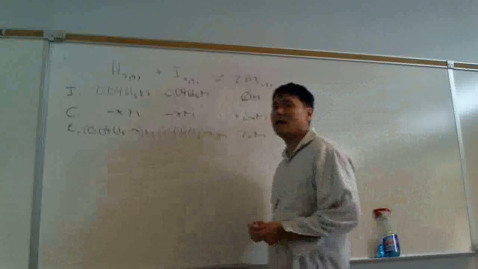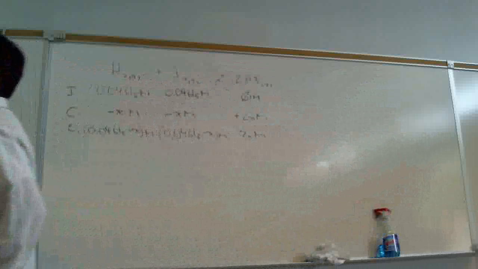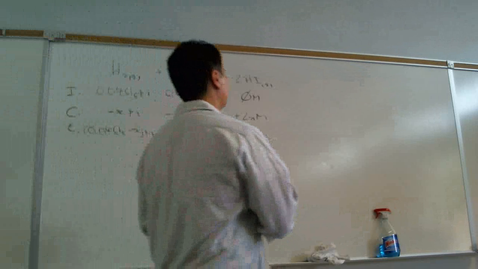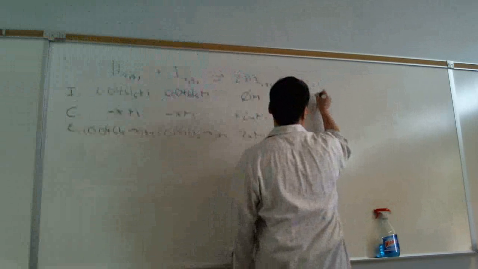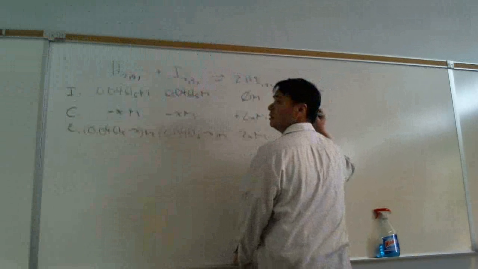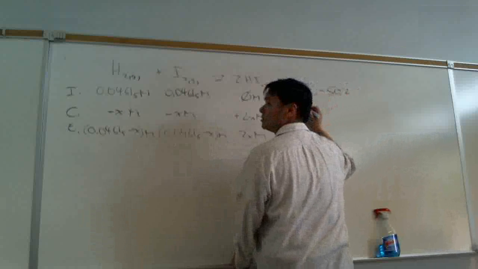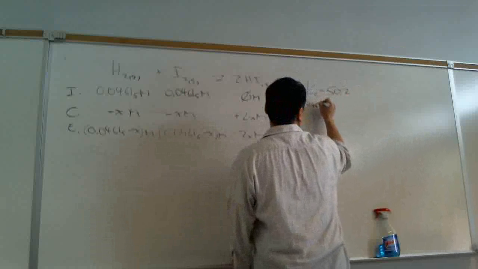Now we've got to figure out what X is. Do they tell us what X is here? Do they give us any equilibrium amounts? No, they don't tell us what x is, so how are we going to figure out what x is? Yeah, we need another equation. And fortunately, they tell us what Kc is. They give us a value for Kc, which is 50.2.